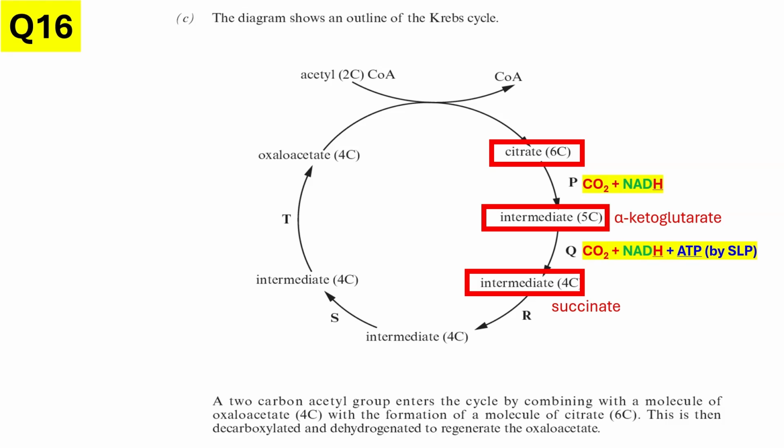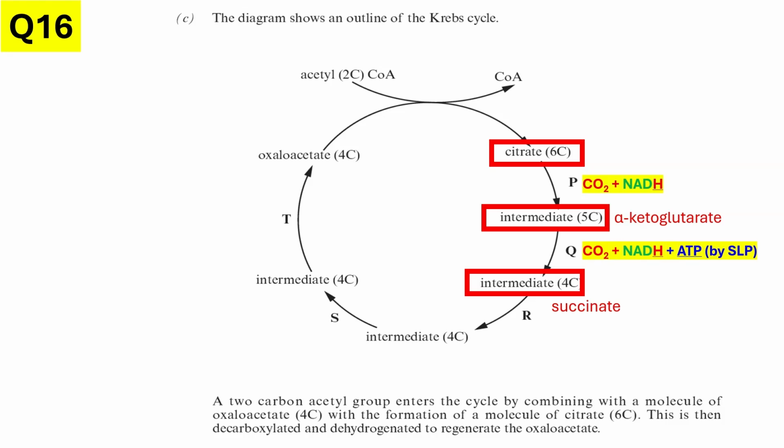So this is what we would call substrate level phosphorylation, where a molecule of ATP has been made, the high energy bond has been formed through condensation, and the energy has been released from the breakdown or the oxidation of the 5-carbon intermediate as it's being converted to the 4-carbon.